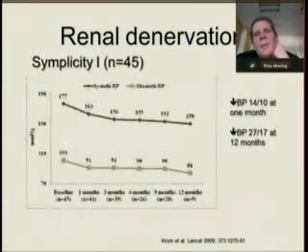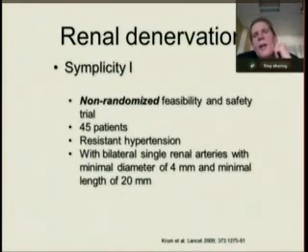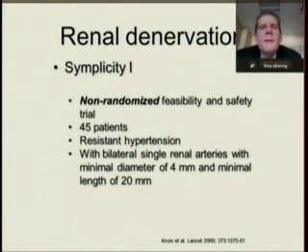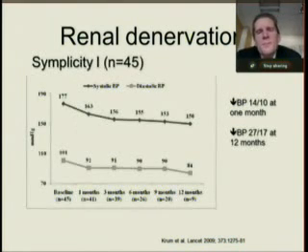All had resistant hypertension, and they all had, of course, bilateral single renal arteries with a minimal diameter of 4 millimeters and minimal length of 20 millimeters. And this shows the blood pressure reduction at 12 months, 6 months, and 1 month. You can see there was a significant blood pressure reduction of 27 over 17 at 12 months.